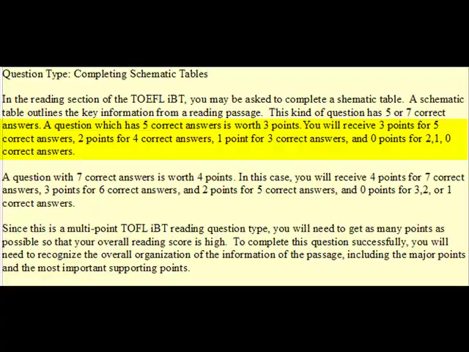You will receive 3 points for 5 correct answers, 2 points for 4 correct answers, 1 point for 3 correct answers, and 0 points for 2, 1, or 0 correct answers. A question with 7 correct answers is worth 4 points. In this case, you will receive 4 points for 7 correct answers, 3 points for 6 correct answers, 2 points for 5 correct answers, and 0 points for 3, 2, or 1 correct answers.